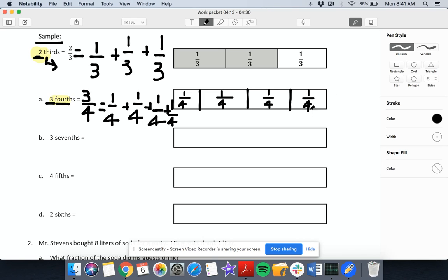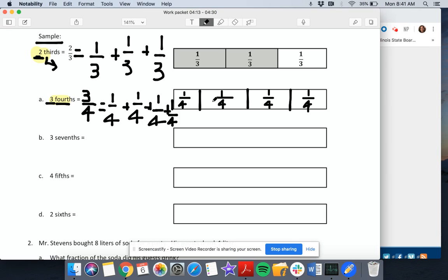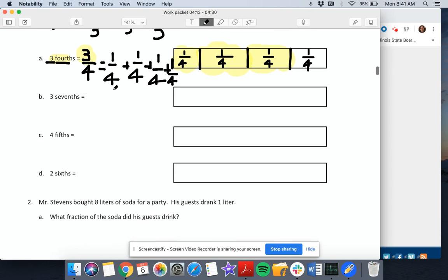And which boxes will I shade in then? How many need to be shaded? Well, 3, right? Because I have 3/4. So 1, 2, 3. Okay. Then you guys should be all good to go to do B, C, and D on your own.